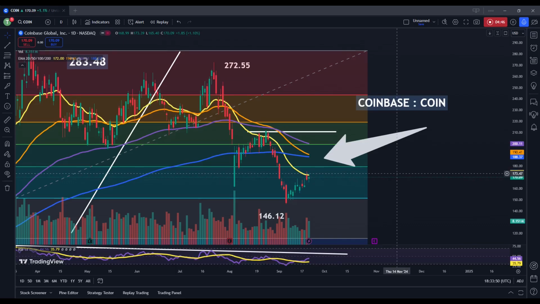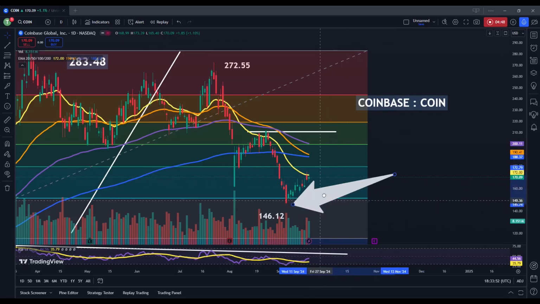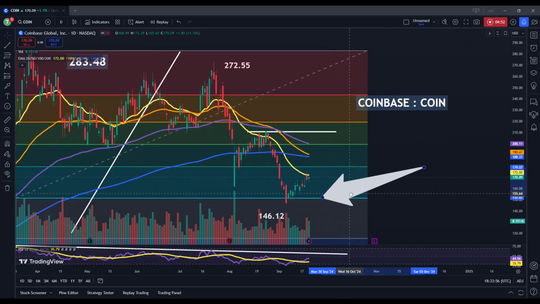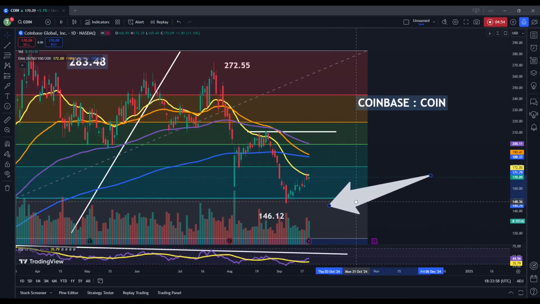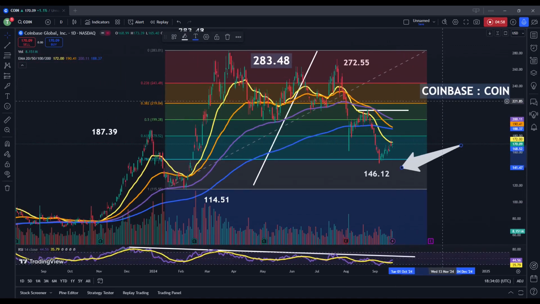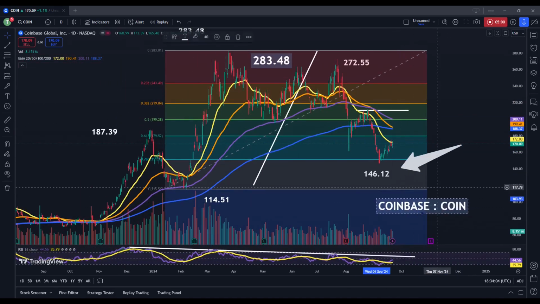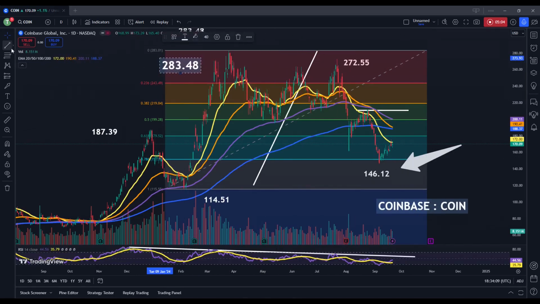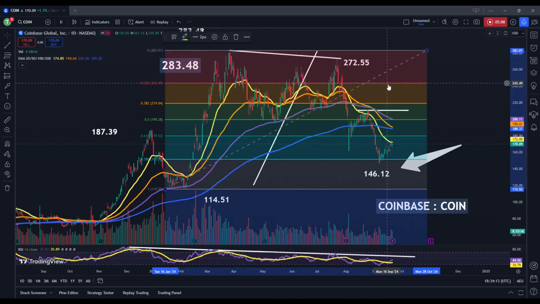However, the opposite viewpoint here would be that we see a price failure into this 20-day exponential moving average. We see share prices move lower and then possibly even form a new low in the process. If that were to occur, that would sort of be the worst case scenario for this stock, because at that point, what we would have to be pointing to would be this series of lower highs that has been developing here.